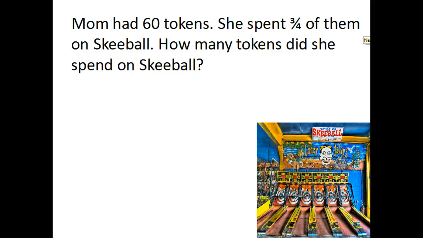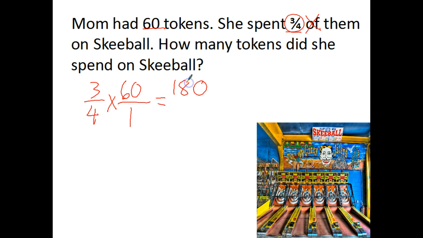Stop the video when you try it out. Here we go. She spent 3/4 of the 60 tokens. So 3/4 of 60. Step 1, get my 1 under there. 3 times 60. I can handle that one because I'm putting the 0 down. And I got 6 times 3 is 18. 4 times 1 is 4. And now I'm going to have to do some division work. 180 divided by 4.